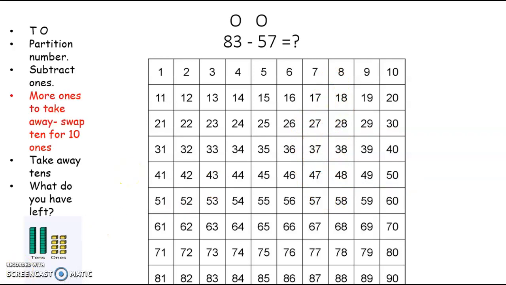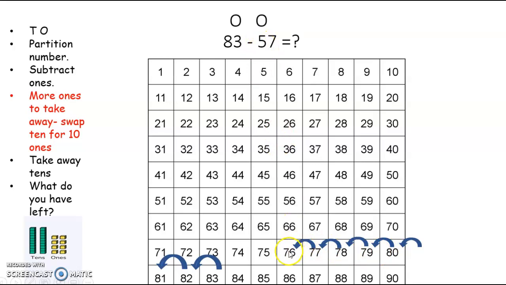For the final one, we've got 83 take away 57. So we're going to start off at 83. And we're taking away 7 1s first. So 1, 2, big jump, 3, 4, 5, 6, 7.